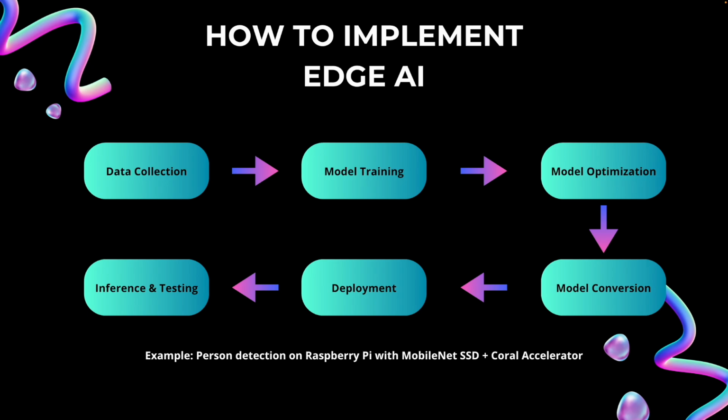So for example, suppose you want to build a real-time person detector on a Raspberry Pi. You need to train a MobileNet SSD model for person detection, then quantize and convert it to TensorFlow Lite. After that, you deploy to the Pi, optionally using a Coral USB accelerator for Edge TPU support. And lastly, use OpenCV for camera input and post-processing.